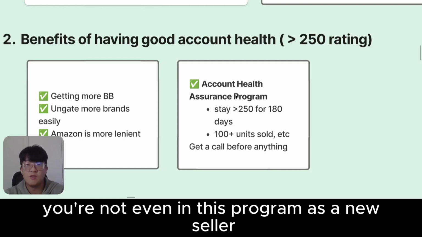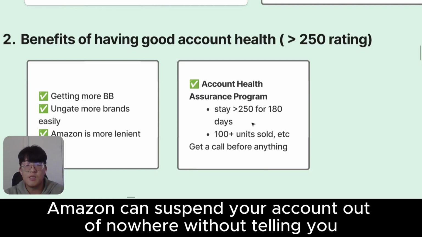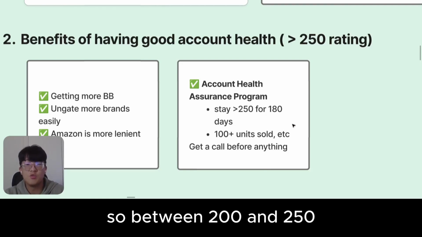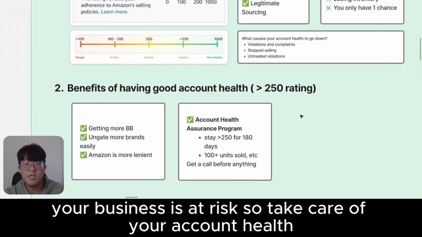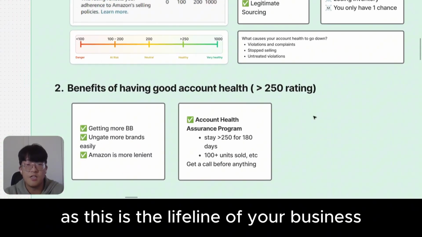But if you're below this, you're not even in this program. As a new seller, Amazon can suspend your account out of nowhere without telling you. So between 200 and 250, you are still at risk. Your business is at risk. So take care of your account health, as this is the lifeline of your business.